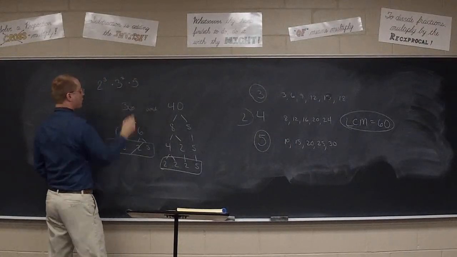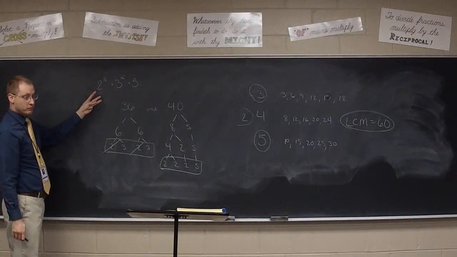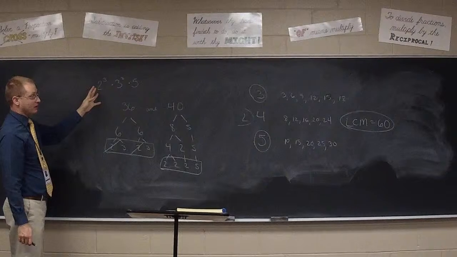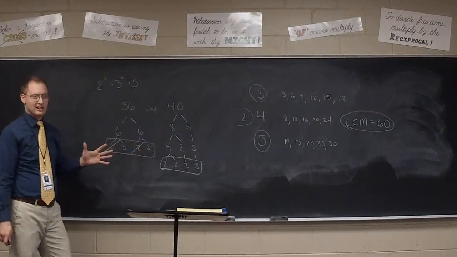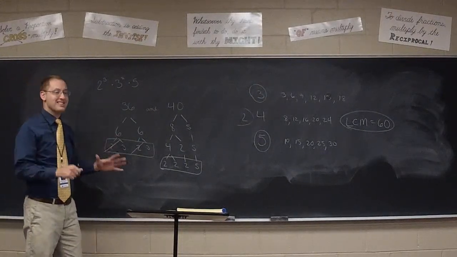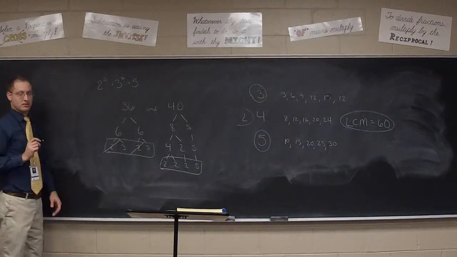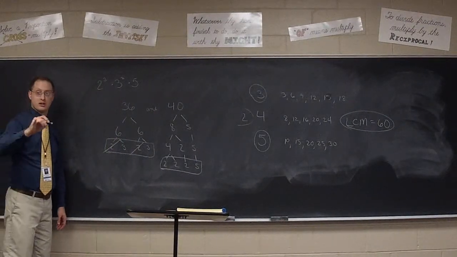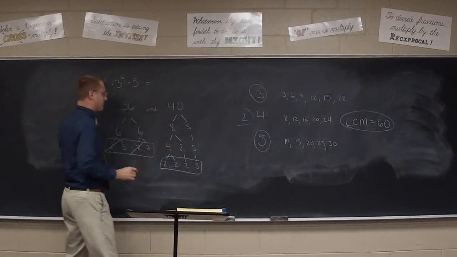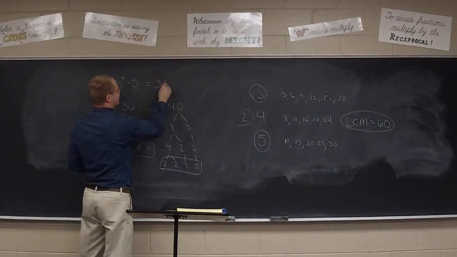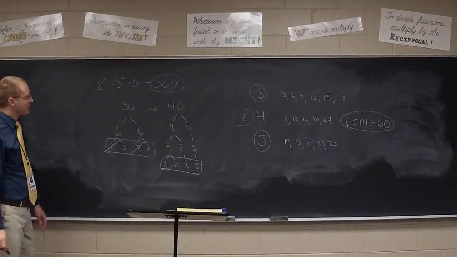So we write all the winners down, and then we work it out. 2 times 2 times 2 times 3 times 3. This is beginning to sound like a rapid calculation. Times 5. What is that? What did you say? 360. Yes, I thought I heard 36. I'm like, this is 36. 360 is the least common multiple.